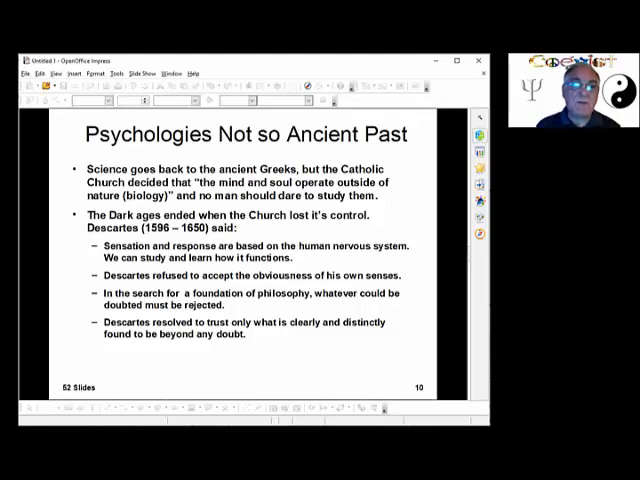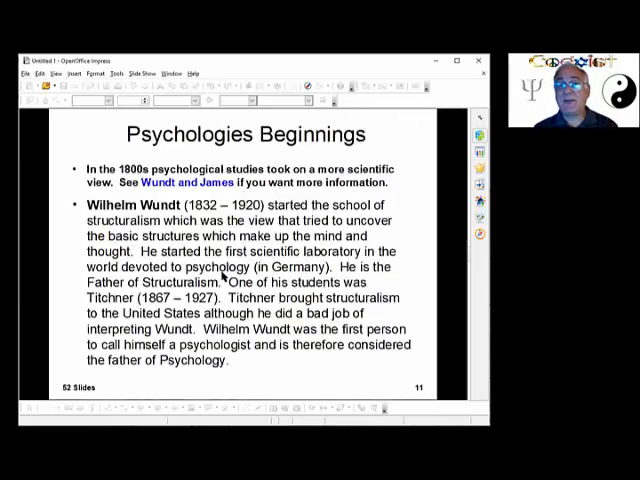So in the search for a foundation of philosophy, and he was a philosopher, not a psychologist, whatever could be doubted had to be rejected, and Descartes resolved to trust only what is clearly and distinctly found to be beyond any doubt, using what we call today the scientific method. So that's Descartes, and that starts us into the journey that brings us to the psychological sciences.